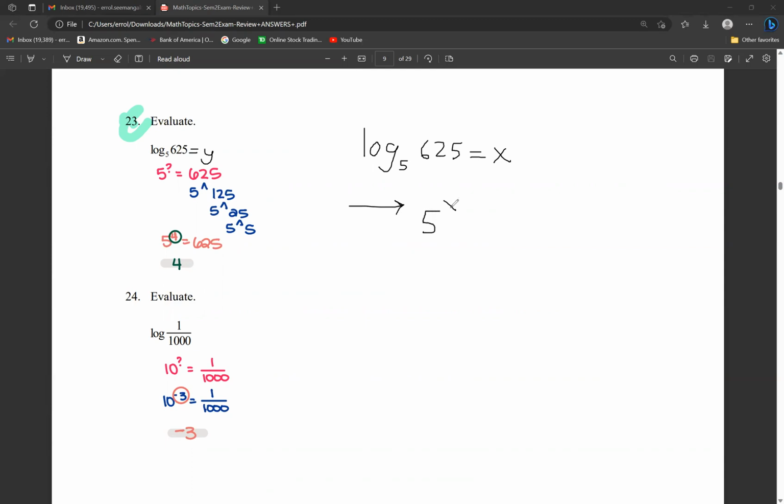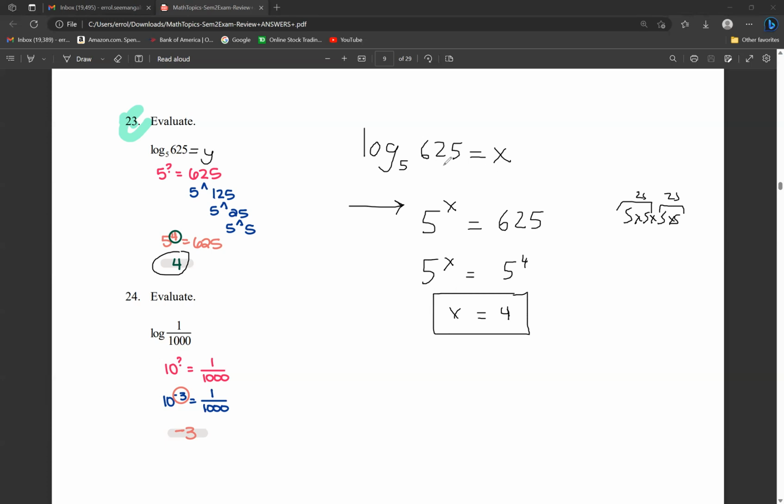5 to the x is 625. How can we write 625 as a power of 5? So 5 to the x equals, how many times do we have to multiply 5 by itself to get to 625? I think it's 4. 5 times 5 is 25, and then 25 times 25 is 625. Yeah, I think it's 4. So x equals 4.